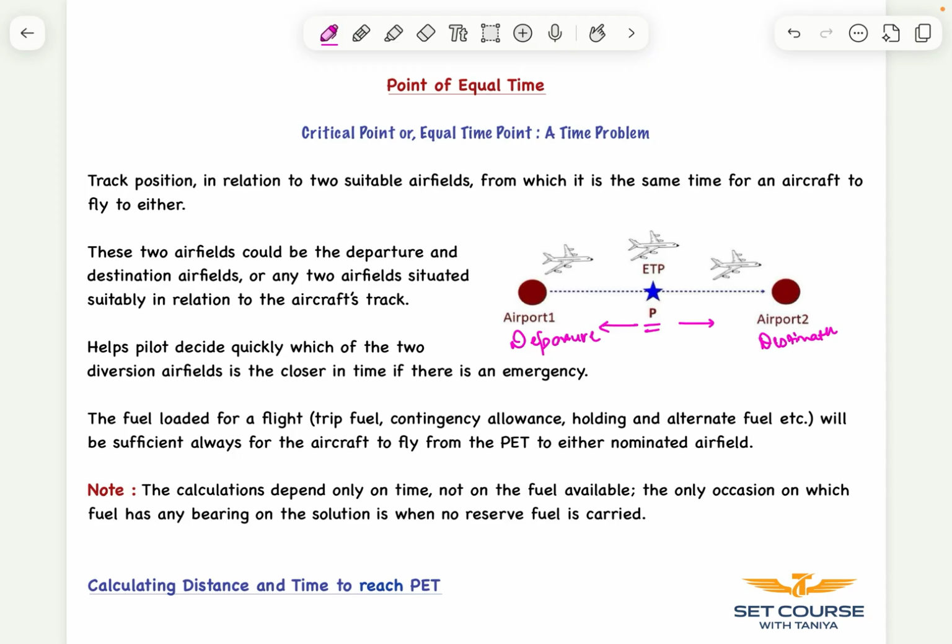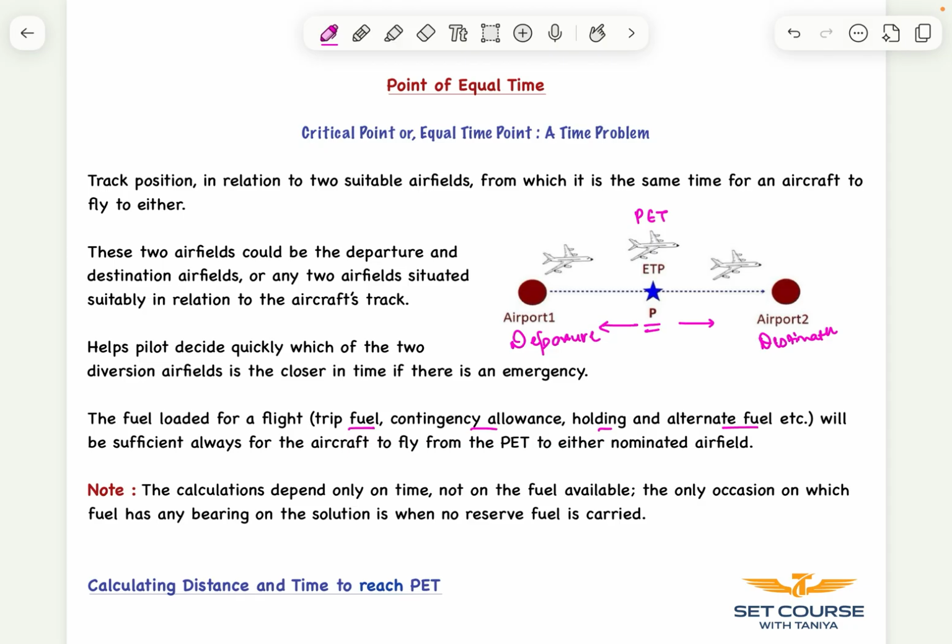The fuel that is being taken for the flight, which includes our trip fuel, contingency, holding, alternate, is going to be sufficient to reach either of the airfields. So this concludes that our point of equal time is only a time-based problem and not a fuel-based problem if we are carrying the reserve fuel along.